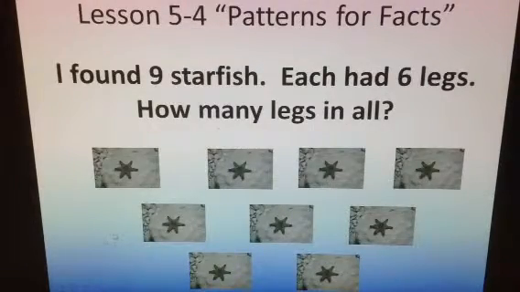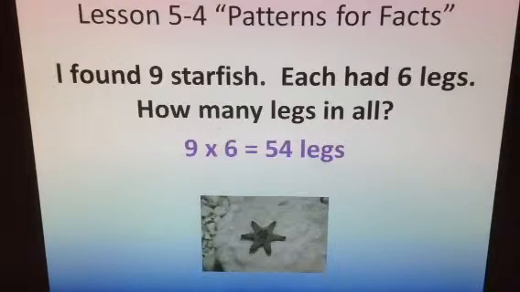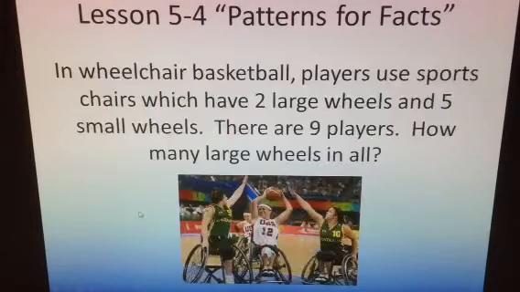I found 9 starfish. Each had 6 legs. How many legs in all? 9 times 6 is 54. This is a kind of question we did in the textbook today. Here's another question we did in the textbook today.